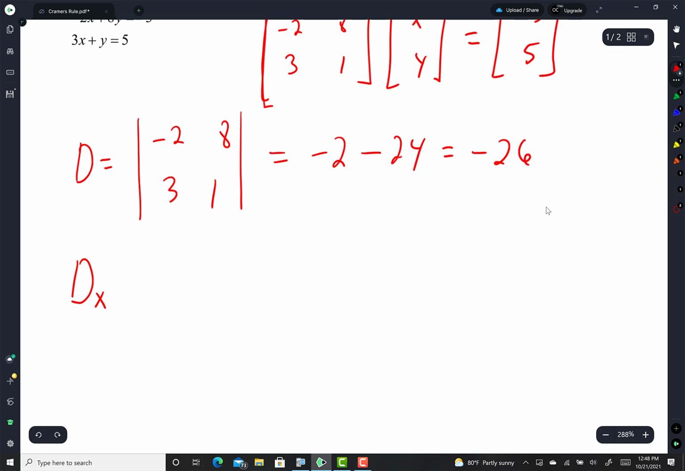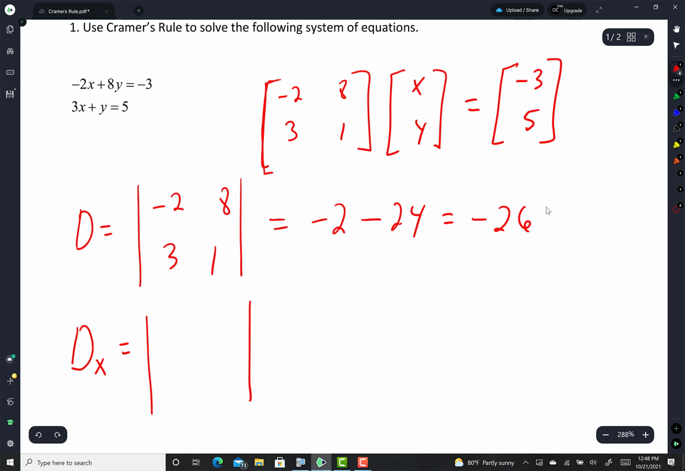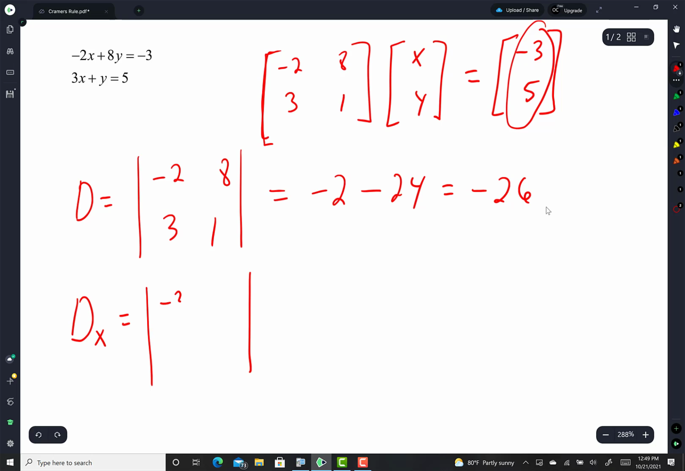And then I'm going to go down, and I'm going to write D, and I'm going to put X in there. So this is like saying your determinant for your X values, or X column. I'm going to do this same thing again. The X column is going to be replaced by the output there, -3 and 5. And you're going to keep the 8 and the 1.